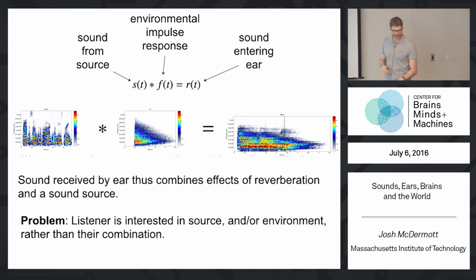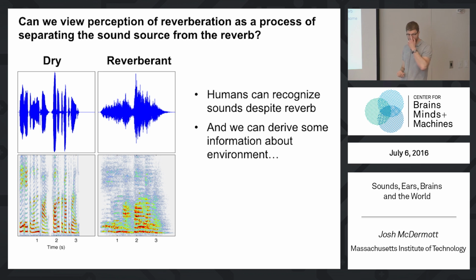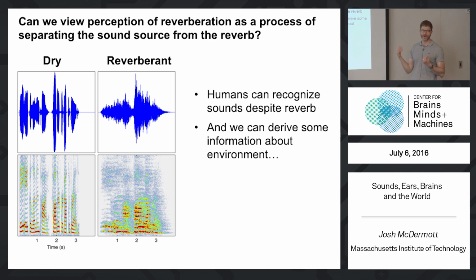Okay. So, and again, as was the case with the cocktail party problem, the listener is usually not particularly interested in that signal that it receives, but maybe in the source signal and maybe also in the environment, right? And so it would be nice if you could somehow take those apart. And so the key question we've been working on is whether we can view the perception of reverberation as a process of separating the sound source from the reverb.